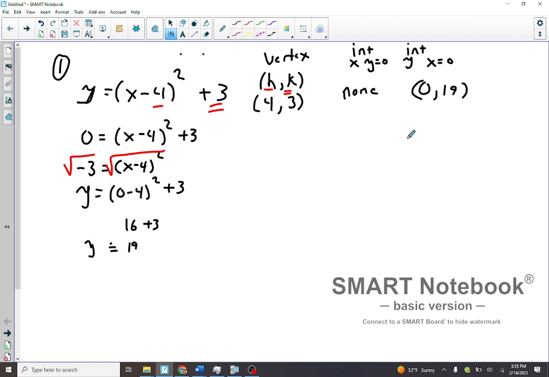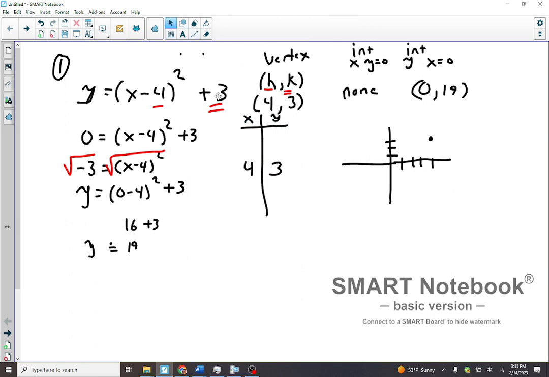Okay. I think I also ask you to graph. So because I ask you to graph, what you're going to do is first graph your vertex. So in this case, (4, 3). And then you got to make a table. You could use your calculator to fill out the table if you want, but (4, 3) will be the middle of your table.